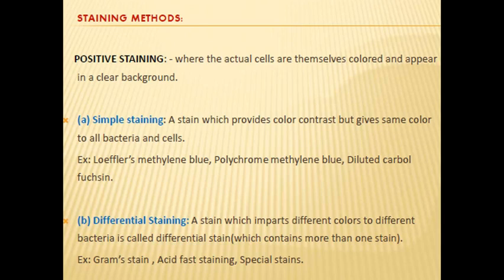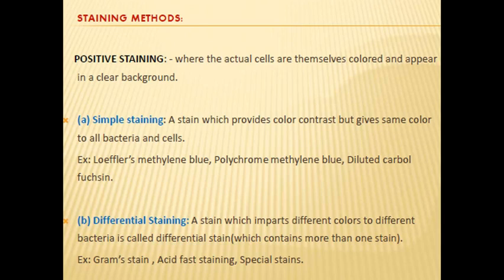Now what is actually simple staining? Simple staining is nothing but using only a single stain for the coloration of bacteria. So all the bacteria look in a single color. Why? Because in this staining we utilize only one type of colorant agent, dye or stain.